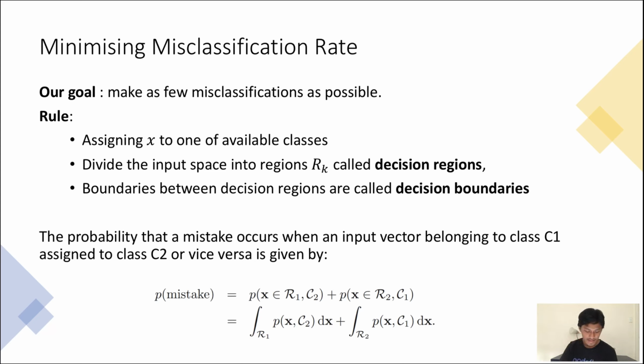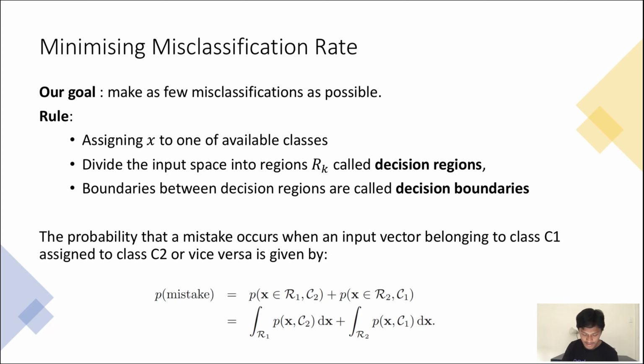First of all, we need a rule. The first step is assigning x into available classes, and then dividing the input space into regions called Rk. We can call them decision regions. The next thing is that we need to define boundaries which divide these regions, what we call decision boundaries. In our previous cases, in the polynomial cases, we have two classes, so we only have two regions here.